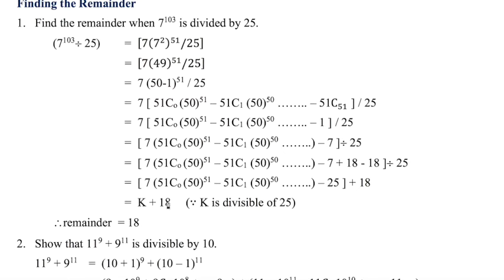Plus 18. Okay, why like that? Because this is divisible by 25. Okay, and what else? Everything is of powers of 50, right? So they are divisible by 25. Oh, that is the reason why he wrote 50 minus 1. Okay, so 18 is the remainder.